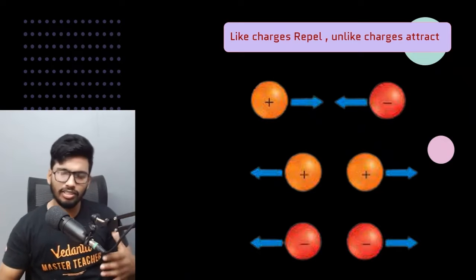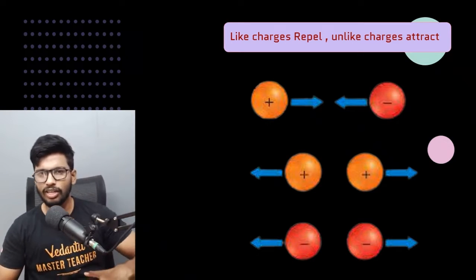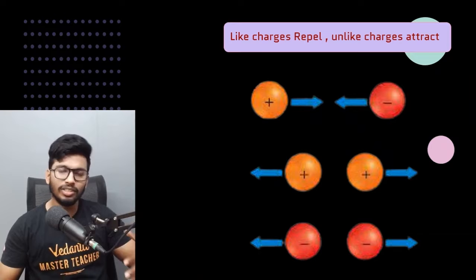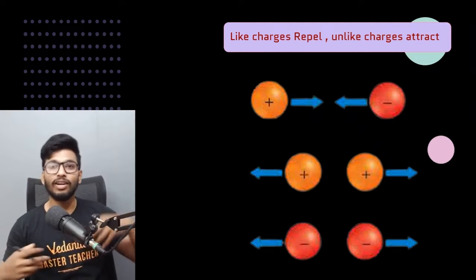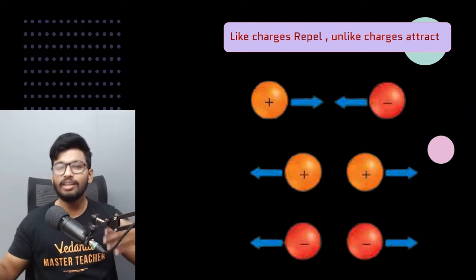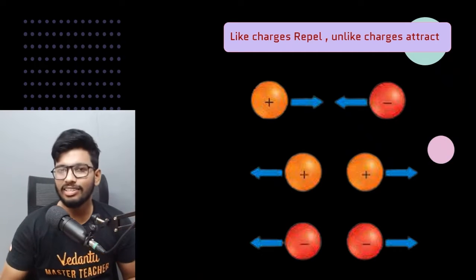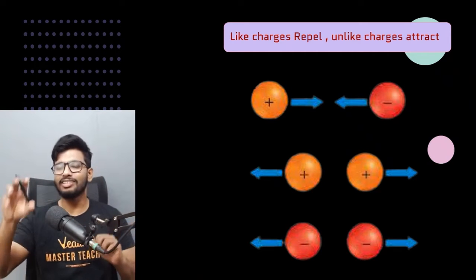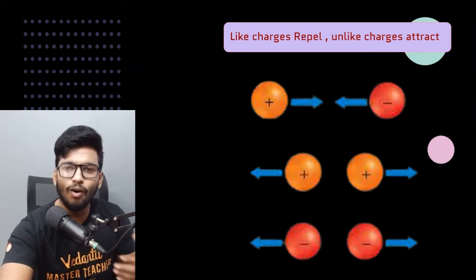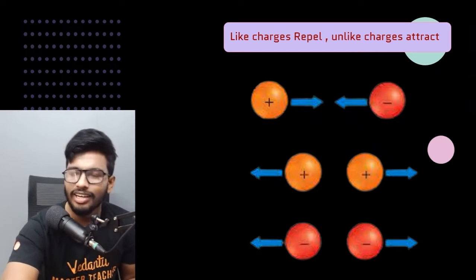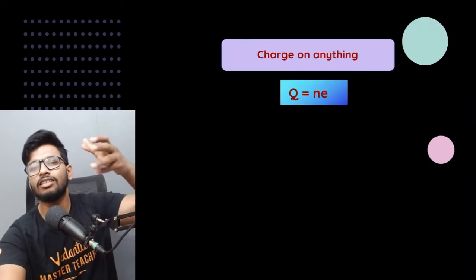Like charges, positive and positive, or negative and negative, will repel each other. Positive and negative, on the other hand, will attract. Positive and positive, negative and negative will repel, but positive and negative will attract each other. This attraction or repulsion is decided, or we get to know about it, using these charges.